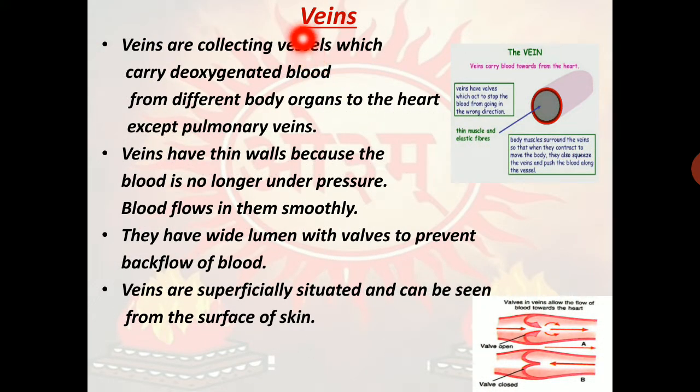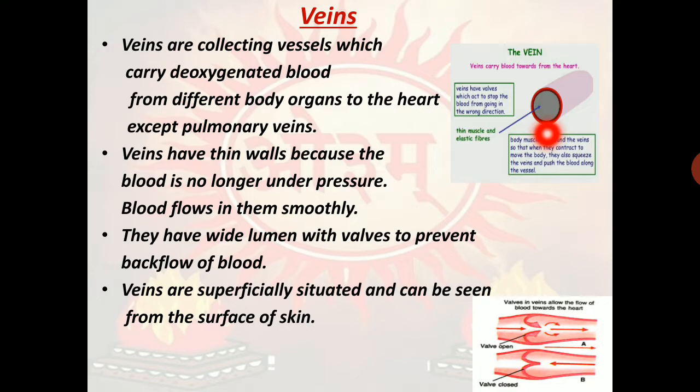Now, let us study about veins. Veins are the collecting blood vessels which carry deoxygenated blood from the different parts of the body organs to the heart except pulmonary veins. Pulmonary veins are the only blood vessels that carry oxygenated blood from lungs to the left atrium of heart. Veins have thin walls. You can see from this picture that the walls in veins are thin because the blood is no longer under pressure and flows very smoothly through the veins.